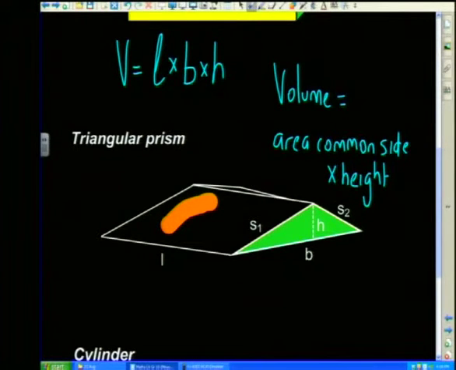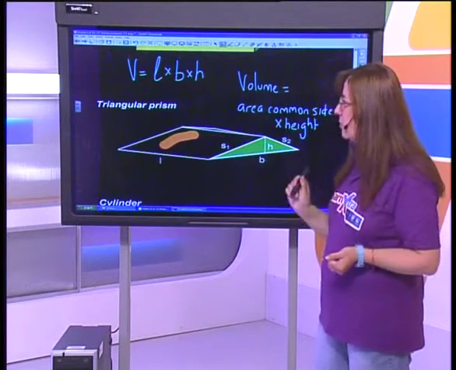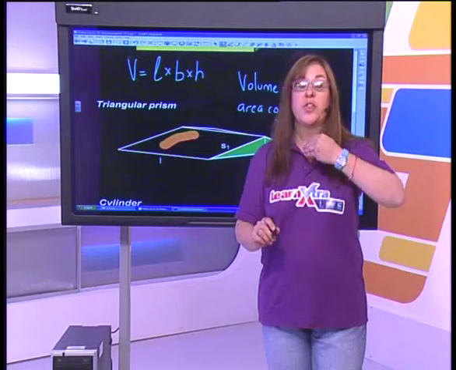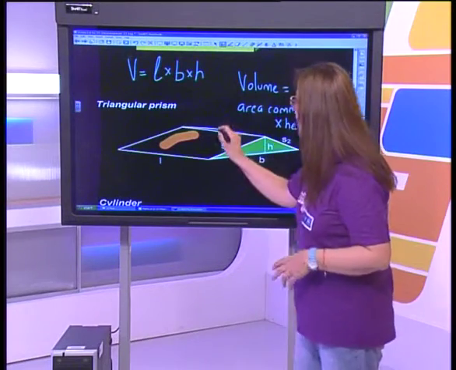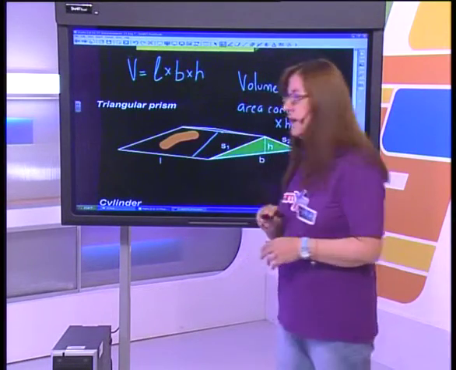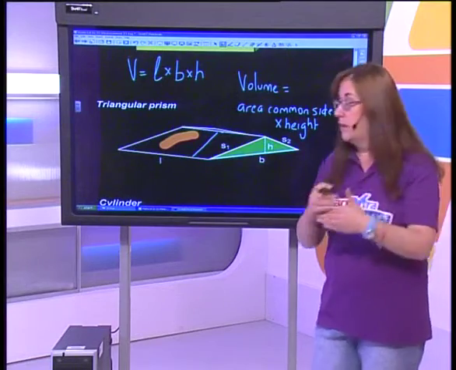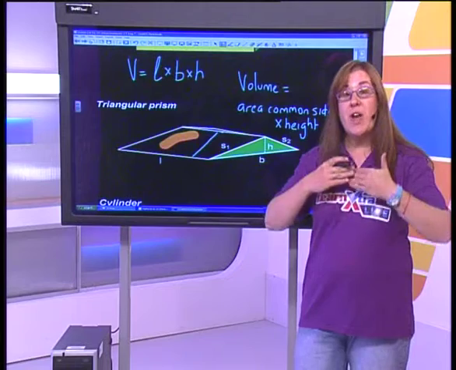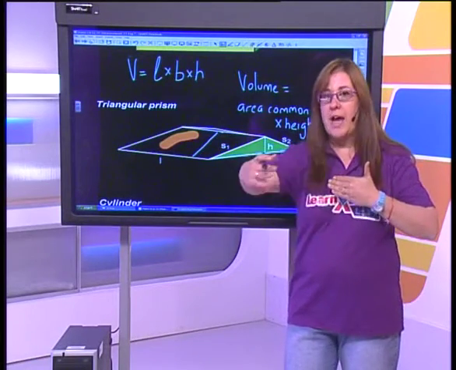Now, what do I mean by common side? If we look at my triangular prism, this green triangle is common throughout the shape. So if I had to cut this along that line, I would still end up with a triangle. And if I had to cut it further along, I would still end up with a triangle. So my triangle is common throughout the shape.